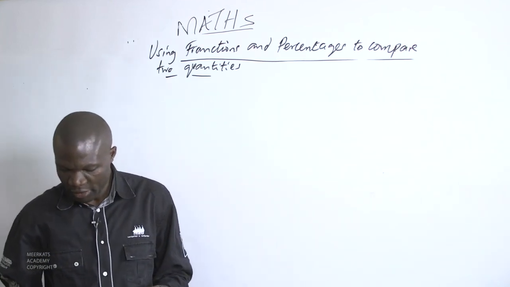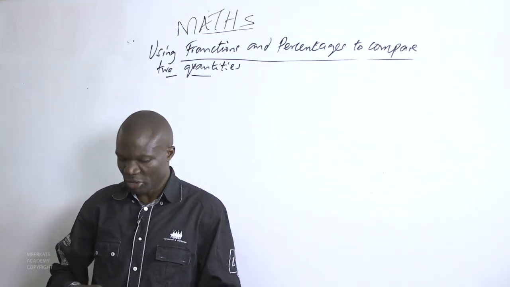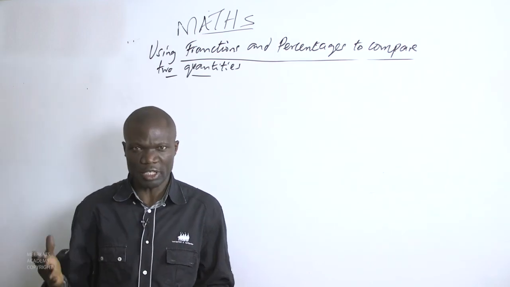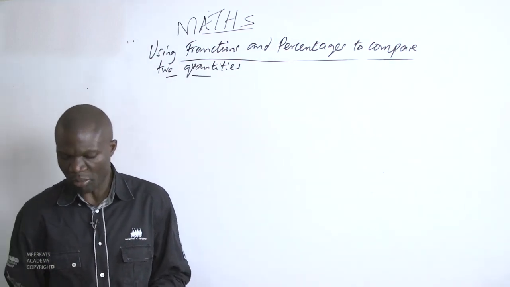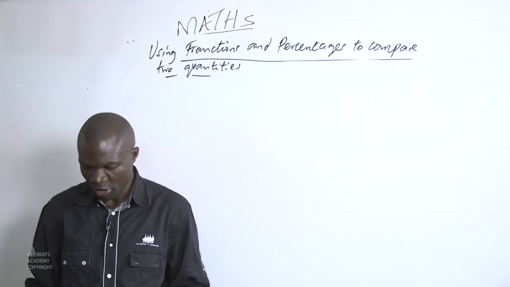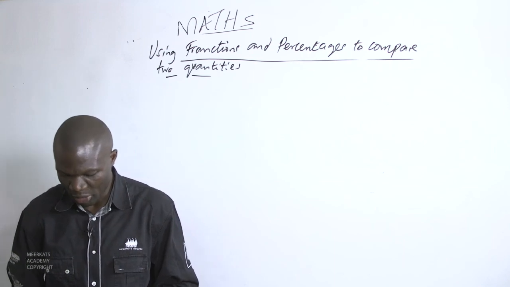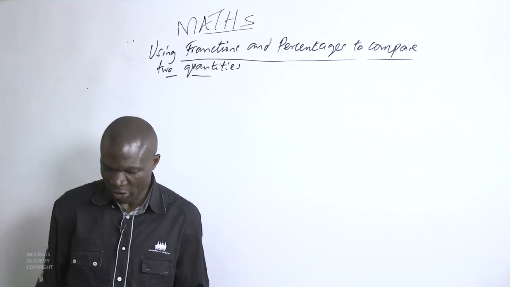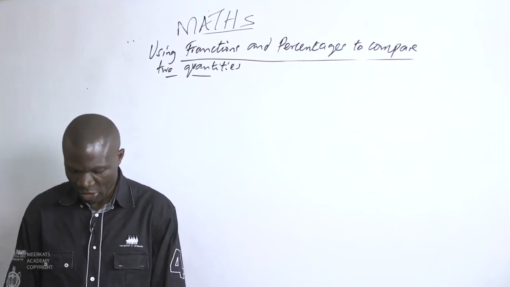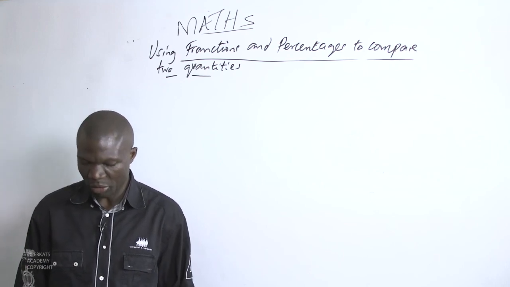So we find that sometimes we want to know the proportion of a certain quantity compared to another given total quantity or another quantity. Now, in most cases, this may be done using either a fraction, a percentage, or a ratio. That's what we normally say.